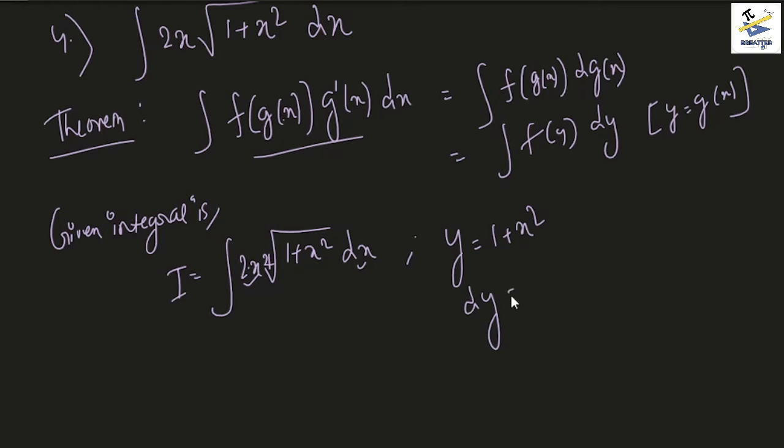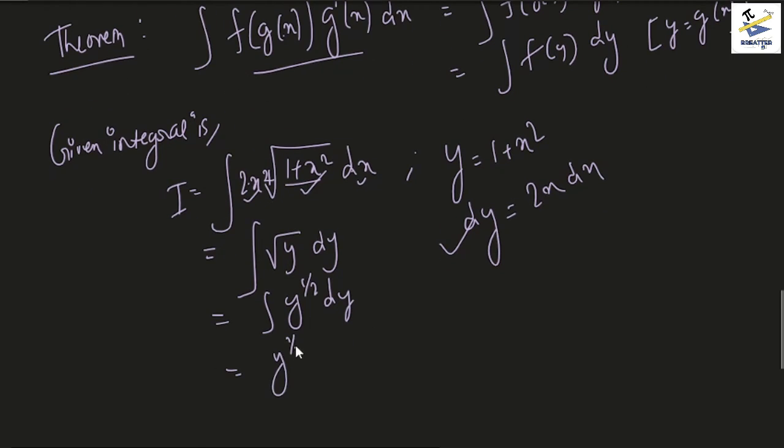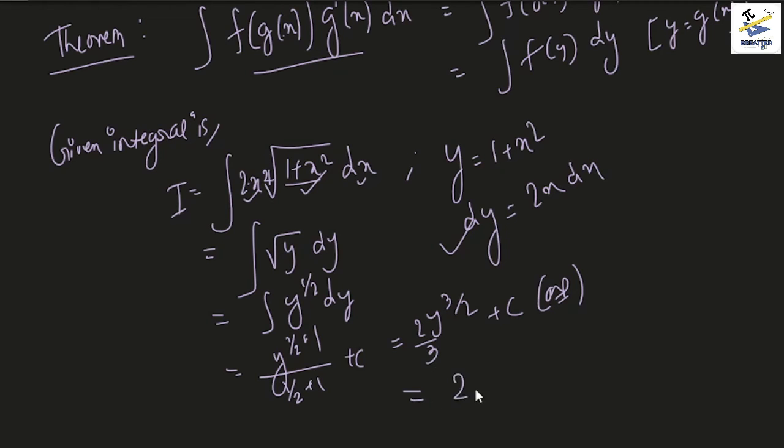So when we do dy, what we get is 2x dx, and that is helpful because this turns into root over y into dy, where 1 plus x square got to y and 2x dx was written as dy. And this is an easy one because this is just y to the power half dy, and using the rule you can find it as y to the power half plus 1 divided by half plus 1 plus c, which is basically y to the power 3 by 2 into 2 by 3 plus c, which is the answer, right? So this is the integral and this is the answer, and we can just substitute back to get our answer in terms of x, obviously.